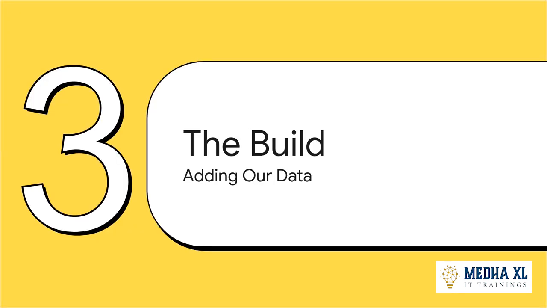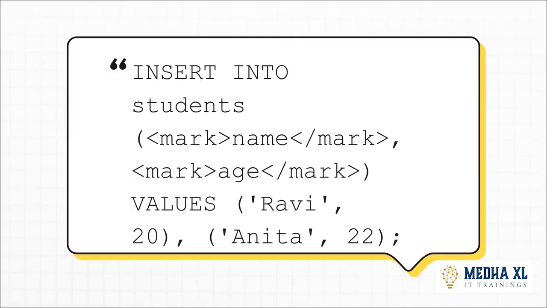Okay, our structure is now in place. We've got three empty tables just sitting there ready and waiting. But they're not very useful without any actual information in them, so let's go ahead and populate them with some sample data. So, we use the insert into command to add new rows of data. And with these two lines of code, we're doing a couple of things. First, we're adding Ravi and Anita to our students table. Then, we're adding math and science into our courses table. See how we specify which columns to fill, and then we just provide the values that go into them?